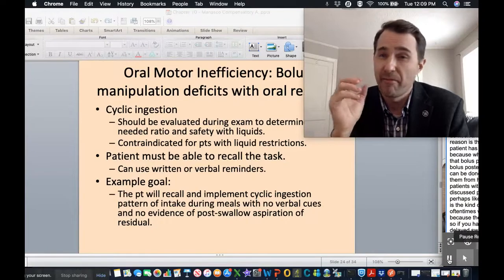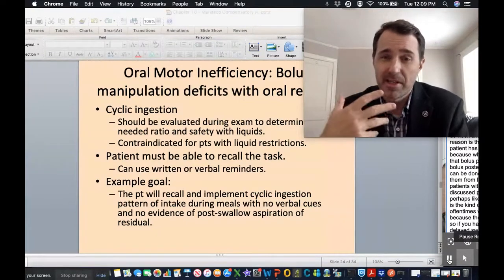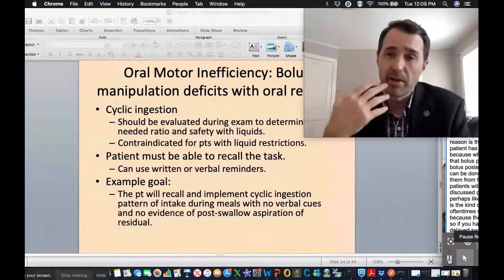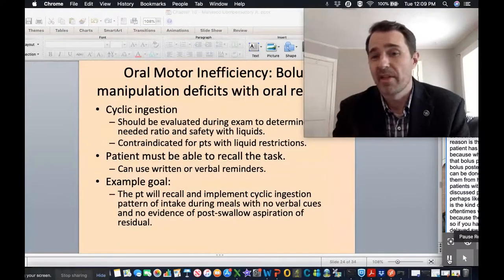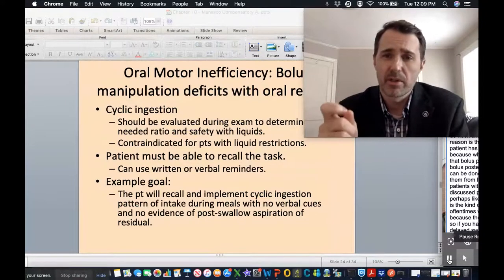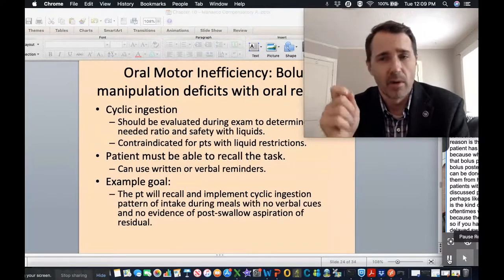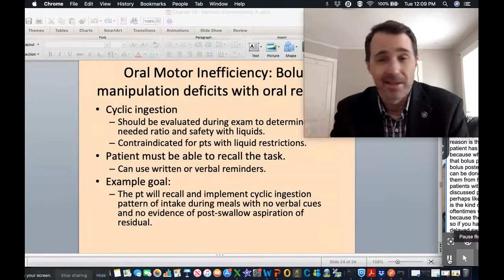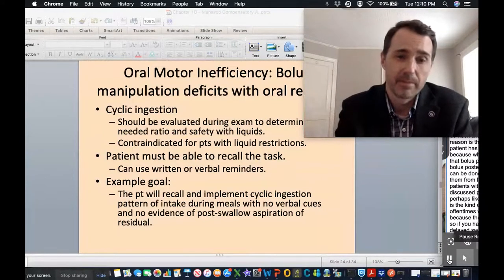They're going to have far more oral stasis after trying to clear their solid stasis with that thickened liquid. So cyclic ingestion is something that we usually do with thin liquids. So obviously, if a patient is incapable of handling thin liquids, this isn't going to be an option for them.